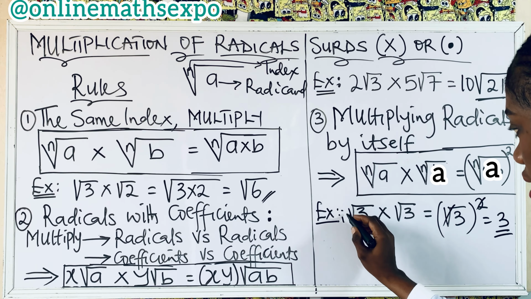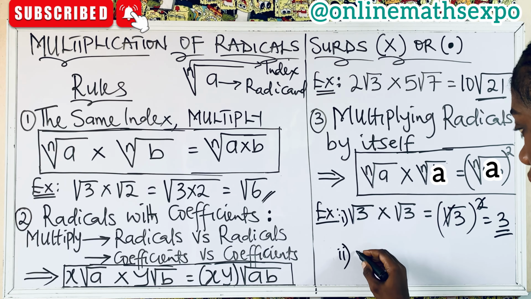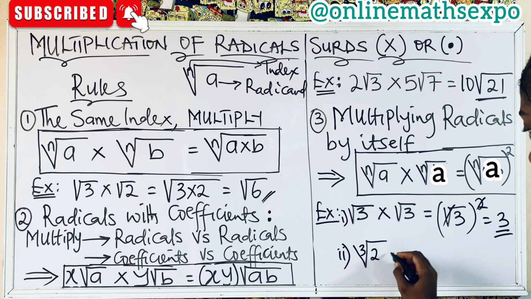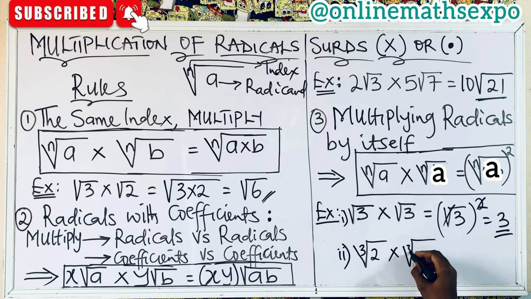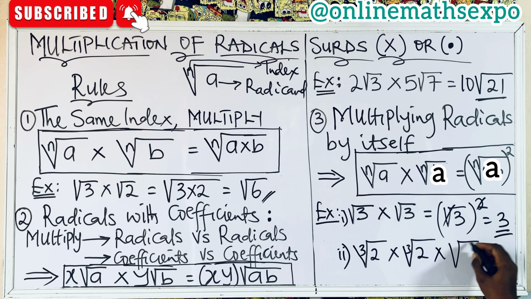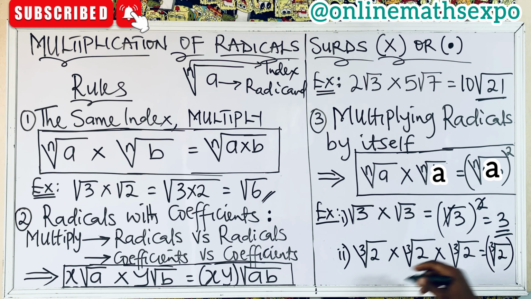Let's take another instance on this. We can have cube root of 2 multiplying cube root of 2 multiplying cube root of 2. You notice that these are all the same. So you can simply take one and then raise it to the power of 3. Then this 3 will cancel this cube root. You will still have 2 left as an answer. So I hope you have seen how to make use of that.